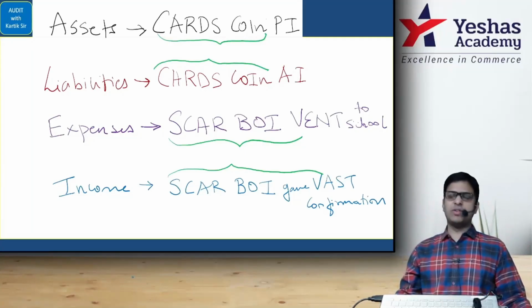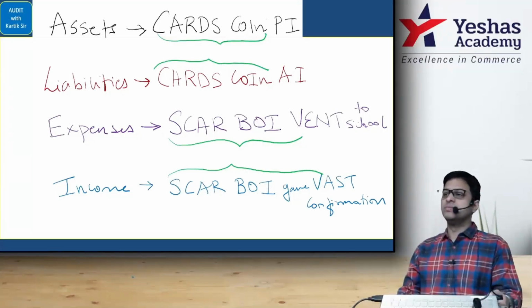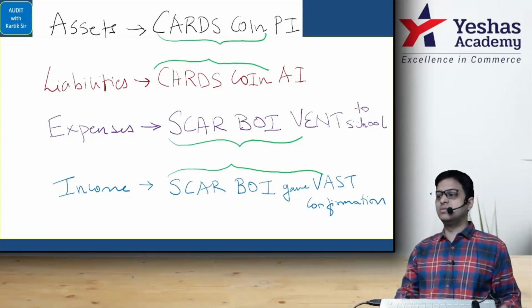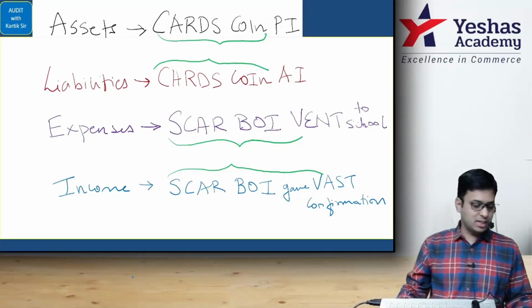Prepaid expenses, you remember, you have done it in that NPO chapter in accounts. Prepaid expenses will come in the asset side. I remember or no? Next, let's go for it.